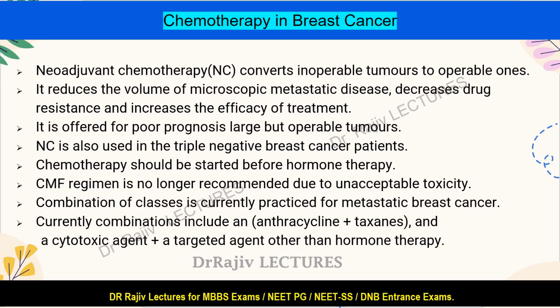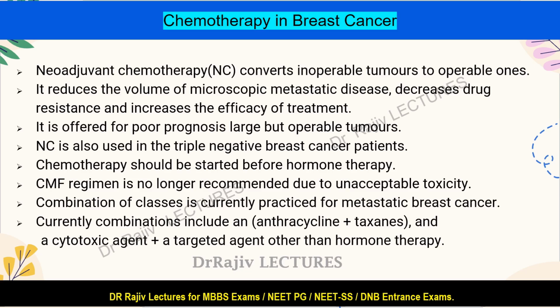High dose chemotherapy with stem cell rescue for patients with extensive lymph node involvement offers no advantage and has been abandoned. Cytotoxic chemotherapy for metastatic breast cancer initially consisted of single agent regimens, but currently combination therapy is considered from the start because of their high response rate and early onset of clinical benefits.